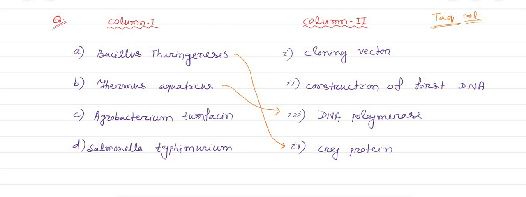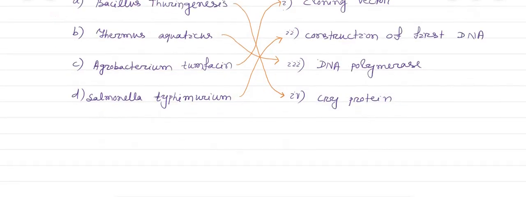Now come to Agrobacterium tumefaciens. Agrobacterium tumefaciens is a cloning vector. It is used in cloning plant DNA. And Salmonella typhimurium is used for first recombinant DNA construction. This is option 2. I have already matched it. I'm explaining all the points here.